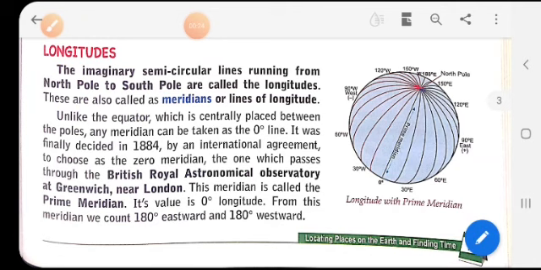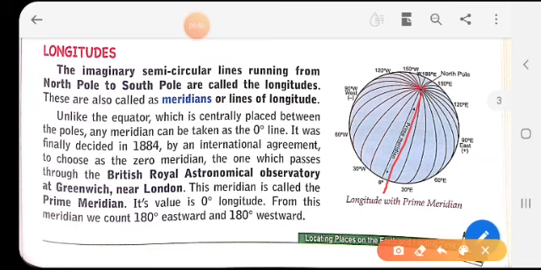So, children, as you can see in this picture, the lines that are going from one pole to the other pole are called the meridians or the longitudes. So these are called the lines of longitude or meridians. Unlike the equator, which is centrally placed between the poles, any meridian can be taken as the 0 degrees line.